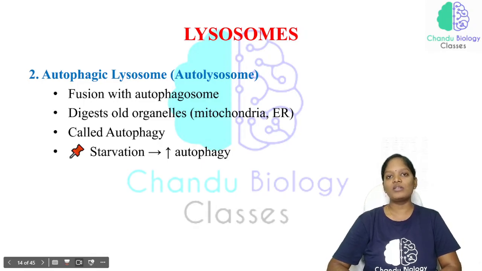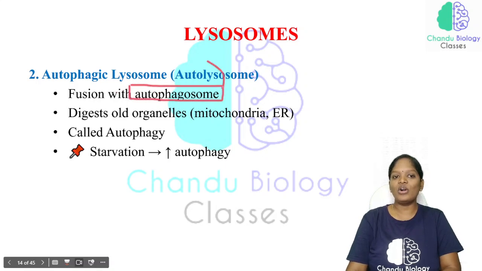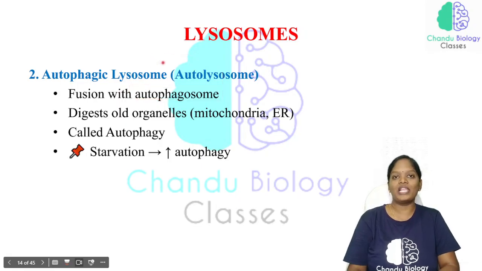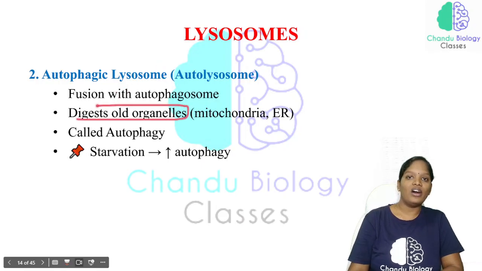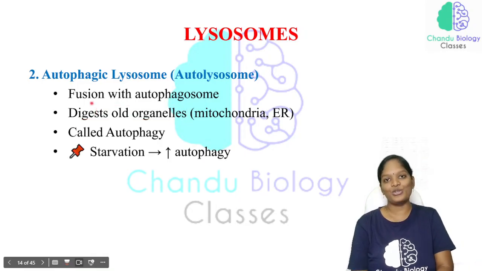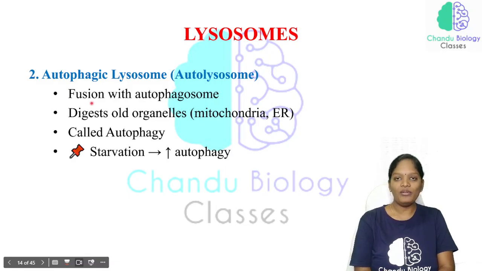The second type is the autophagic lysosome, also called the autolysosome. Whenever the lysosome is fused with the autophagosome, we call it the autophagic lysosome. This is the one digesting the old organelles. Whenever we are undergoing fasting, the old organelles, waste, old particles, everything will be digested through the process of autophagy.